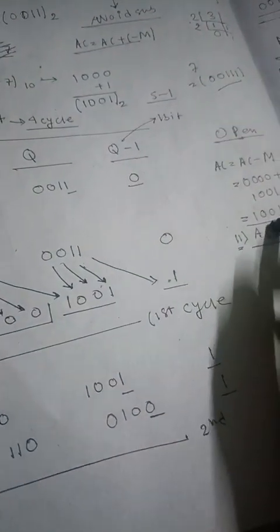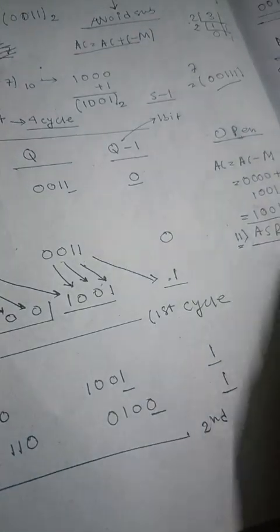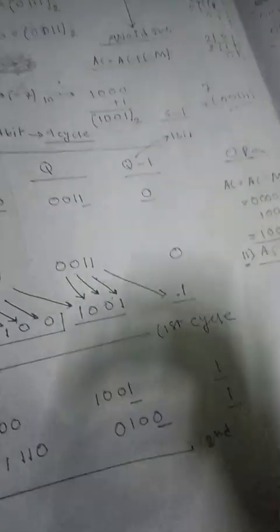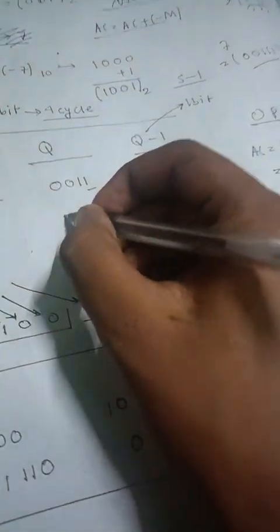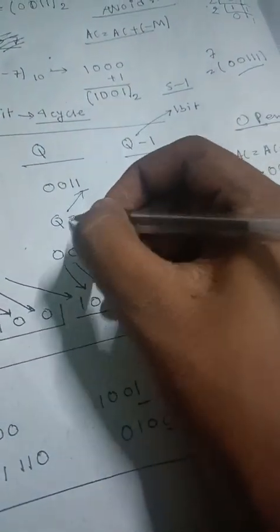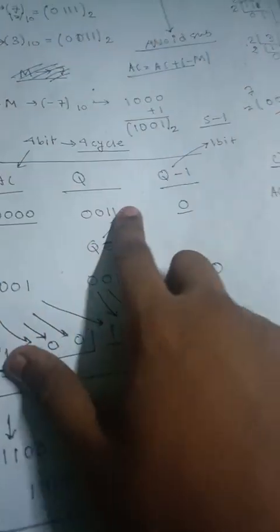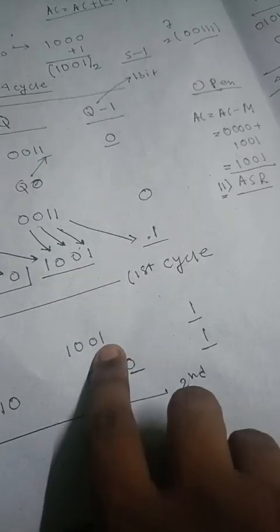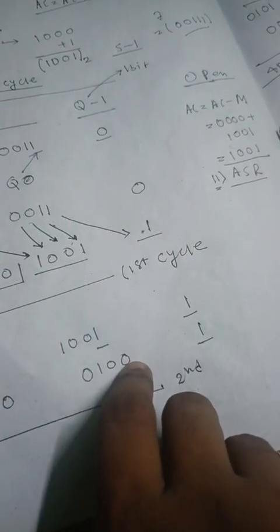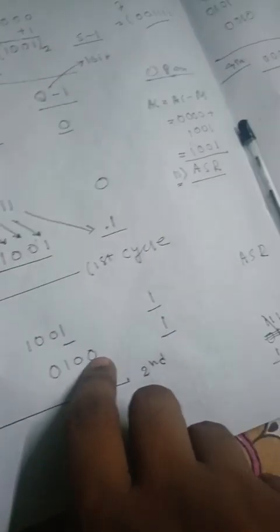Then we have to perform some operation. What operation do we need to perform, and how will we determine it? What is Q0 in the flowchart? Q0 is the last term of Q. Here what is the last term? 1. What is the last term here? 1. So Q0 is 1. What is the last term here? 0. So Q0 is 0 here.